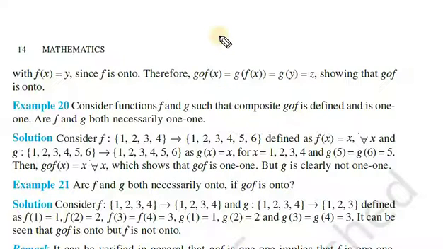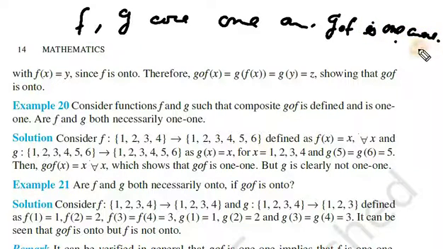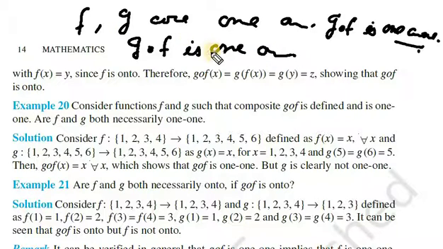We have seen that if f and g are 1-1, then g of f is 1-1. Now in this case we have to see that if g of f is 1-1, whether f and g are 1-1.